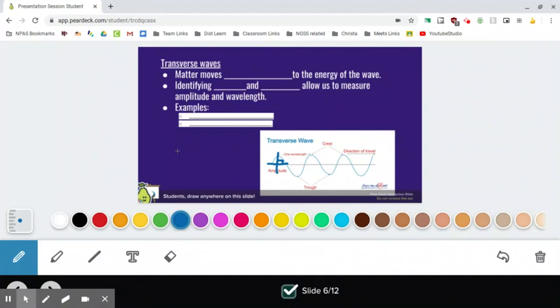Examples of transverse waves. The first one is your rope, a wave traveling through a rope. A water wave is a combination, but it is a transverse wave. A guitar string that is being strummed is a transverse wave because it bobs up and down as energy moves back and forth through it. And so those are some good examples.